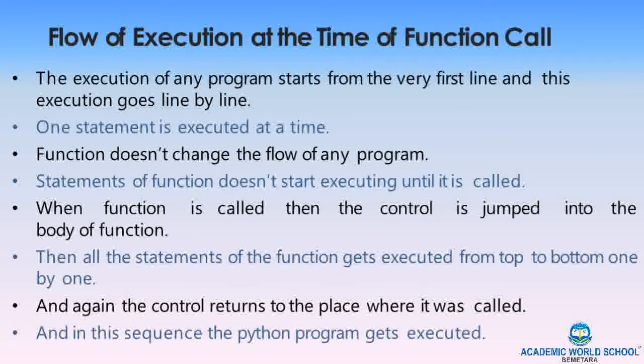When a function is called, the control jumps to the body of the function. Then all the statements of the function get executed from top to bottom, one by one. First the function header will execute, then the program control reaches the body, and one by one each statement of the body will execute, and again the control will return to the place where it was called. In this sequence a Python program gets executed.